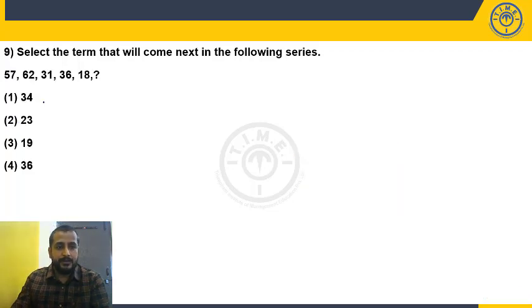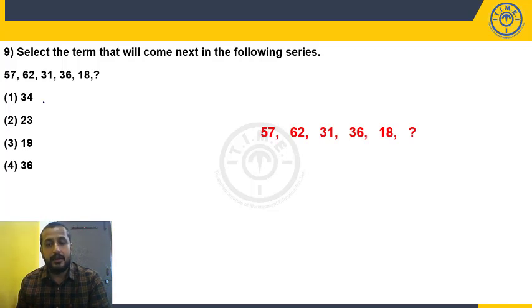Next. 57, 62, 31, 36, 18. Okay, let's see. Numbers are decreasing. Decreasing gradually or rapidly, that we'll see. Okay. What about here to here? Increasing.